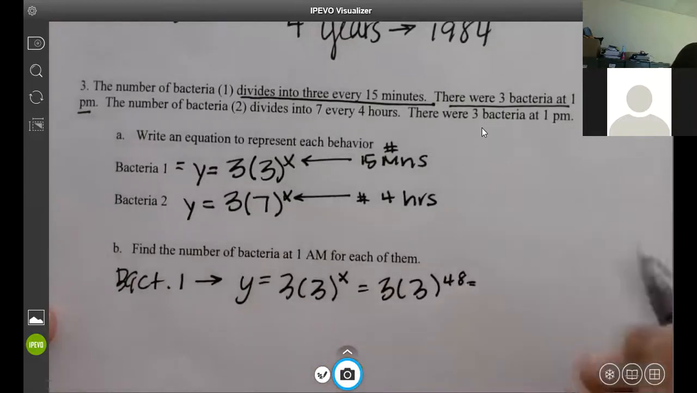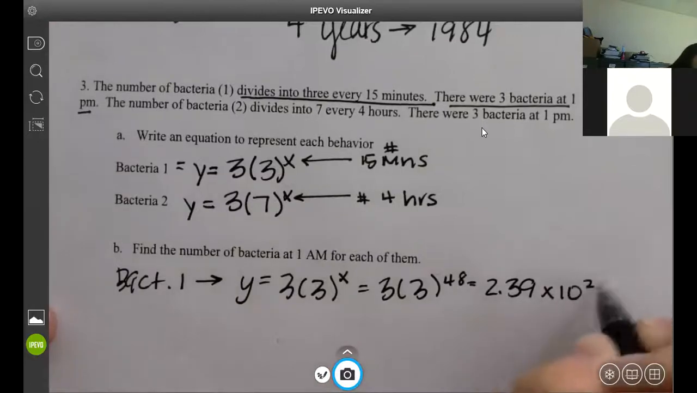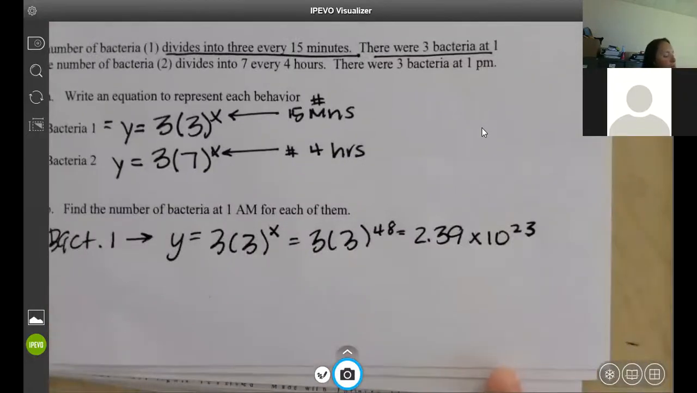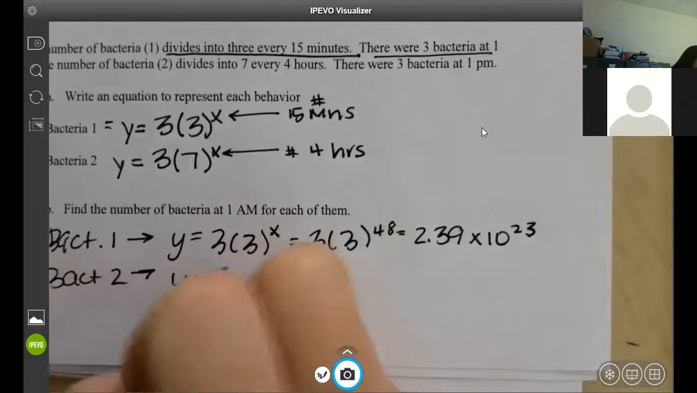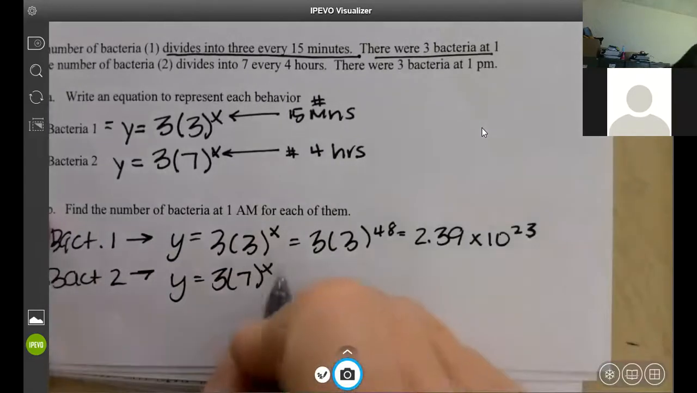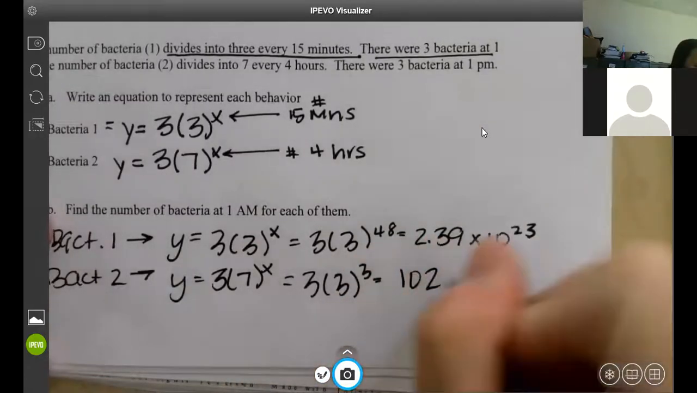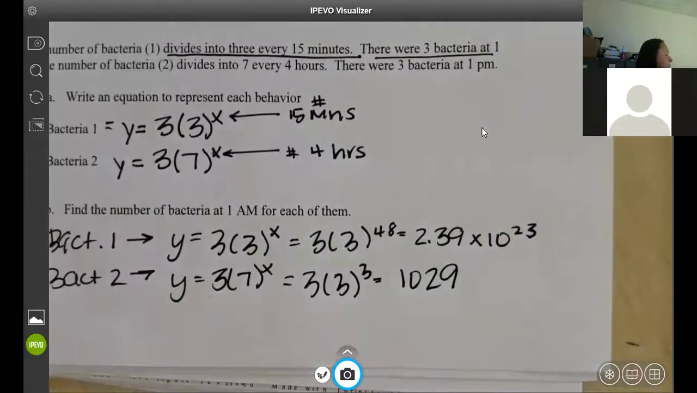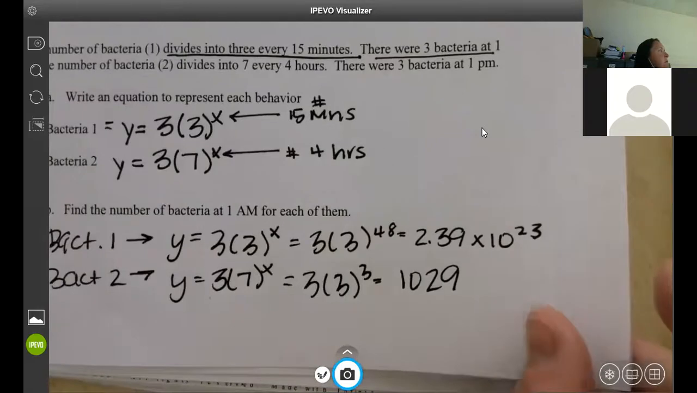And I'm going to go ahead and tell you that it's 2.39 times 10 to the 23rd. It's a huge number, so we had to write it as scientific notation. For bacteria 2, 3 times 7 to the x. Remember, the x is only for 4 hours. So how many 4 hours are there in 12 hours? 3. So 3 times 7 to the third, which gives you 1029. Okay. Any questions on that one? Pretty simple, not too bad.